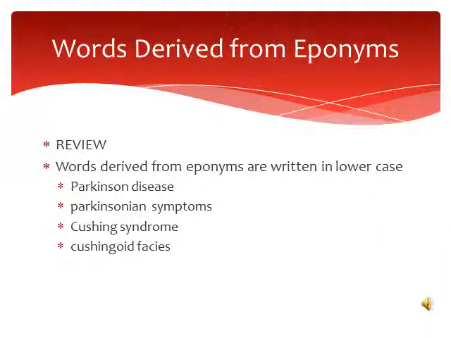And just as a review, words that are derived from eponyms are written in lowercase. So Parkinson disease: Parkinson is the eponym, a proper noun, so it's capitalized. But Parkinsonian symptoms, Parkinsonian becomes an adjective form there, a different type of word. It changes the look and the meaning of the eponym, so it is not capitalized. Cushing syndrome, Cushing is an eponym. Cushingoid facies, notice that word has changed. It's derived from the eponym, but it's not the actual name of that person anymore, so it's lowercase.